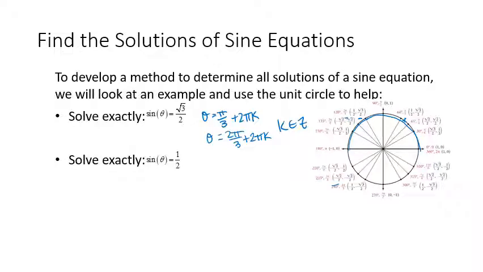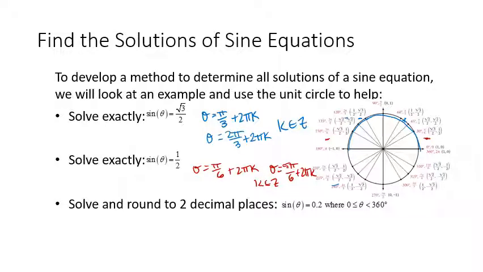So the same thing happens for sine of 1/2. So sine is 1/2 at pi over 6, and then again at pi minus pi over 6, which puts us at 5 pi over 6, where k is an integer.